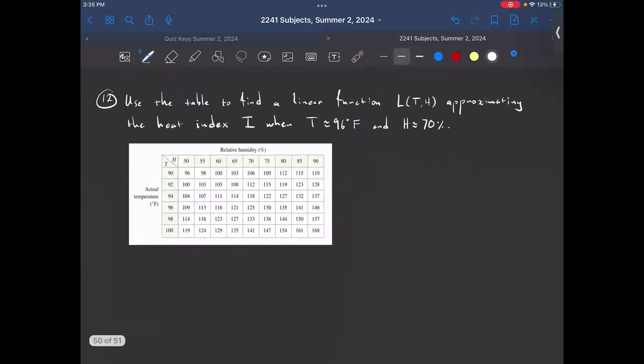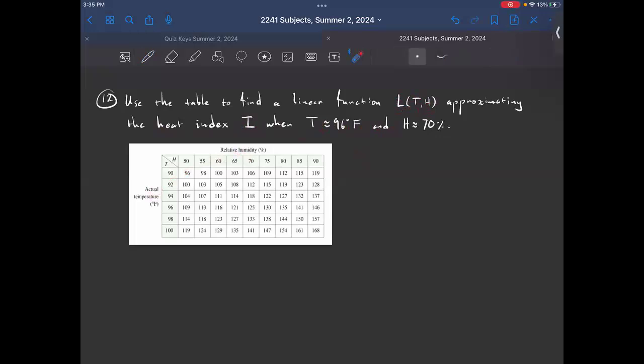Let's do a slightly different version of that. Here, we're going to use a table. So we don't actually have a function given, but we want to find a linearization of the heat index as a function of T and H, the temperature and the relative humidity. So how does this work when we don't have a function to take a derivative of? Well, we can approximate the derivative itself.